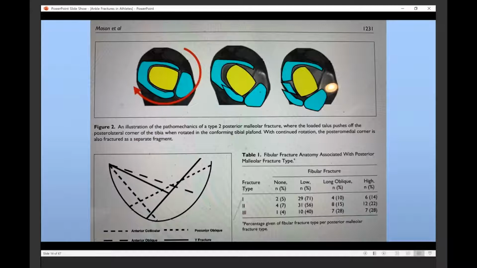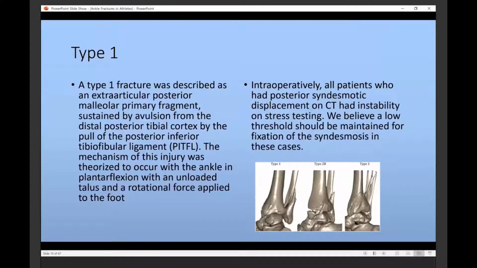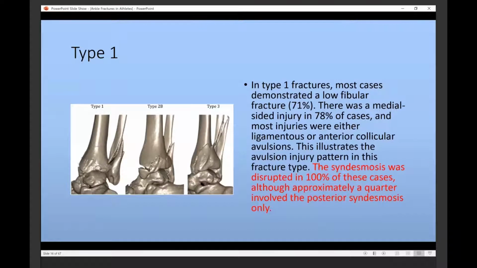And they went through all these type 1s, the extra-articular ones, and there's a high percentage of these patients that actually had, with those fractures, the syndesmosis disrupted in 100% of the cases. Only a quarter of them was the posterior syndesmosis. So if you have a type 1, you really have to think that you have to address the syndesmosis in this type of fracture. And that's the one that had the highest percentage of syndesmosis disruption.